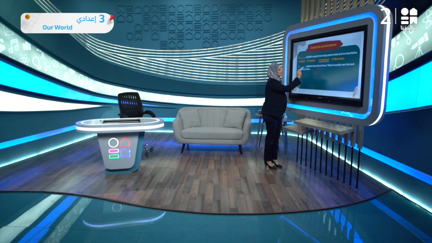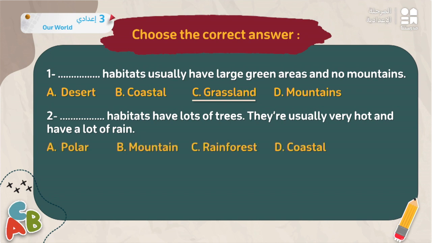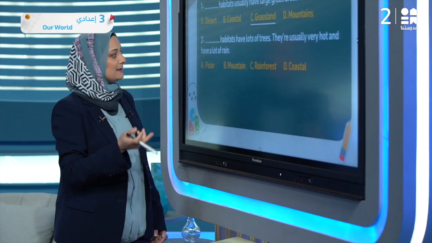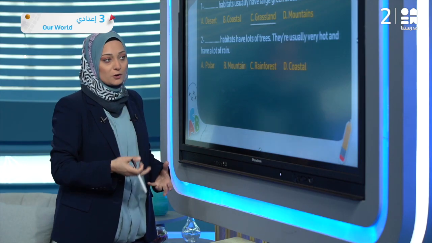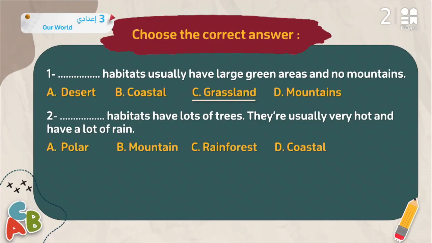Number 2, space habitats have lots of trees. They're usually hot and have a lot of rains. So which natural habitat has lots of trees and at the same time this habitat is very hot and it has a lot of rain? فيها أمطار كتير ودرجة الحرارة فيها عالية وفيها أشجار كتير. Is it polar? Of course not polar اللي هو القطبي. Not mountain. Rainforest اللي هي البيئة أو الغابة الاستوائية. And coastal اللي هو الساحلي. Of course it is the rainforest.